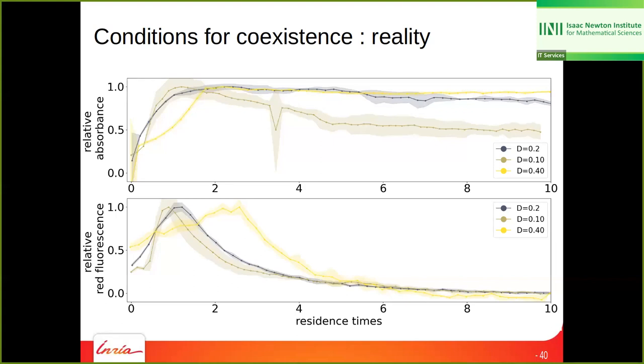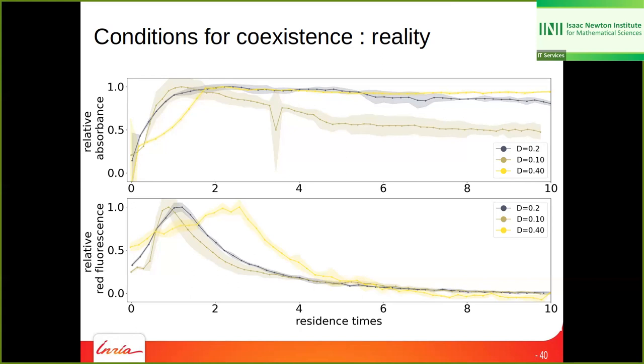And for the red fluorescence, we actually reach zero in the end for the dilution rate of 0.4, but for 0.2 and 0.1, we are not quite at zero yet. So it actually seems like the opposite result. We get cleaner at low dilution rates, but not at high ones. Now, of course, this is a very minor difference. So this is still to be confirmed and investigated further, and more tests are to be done.